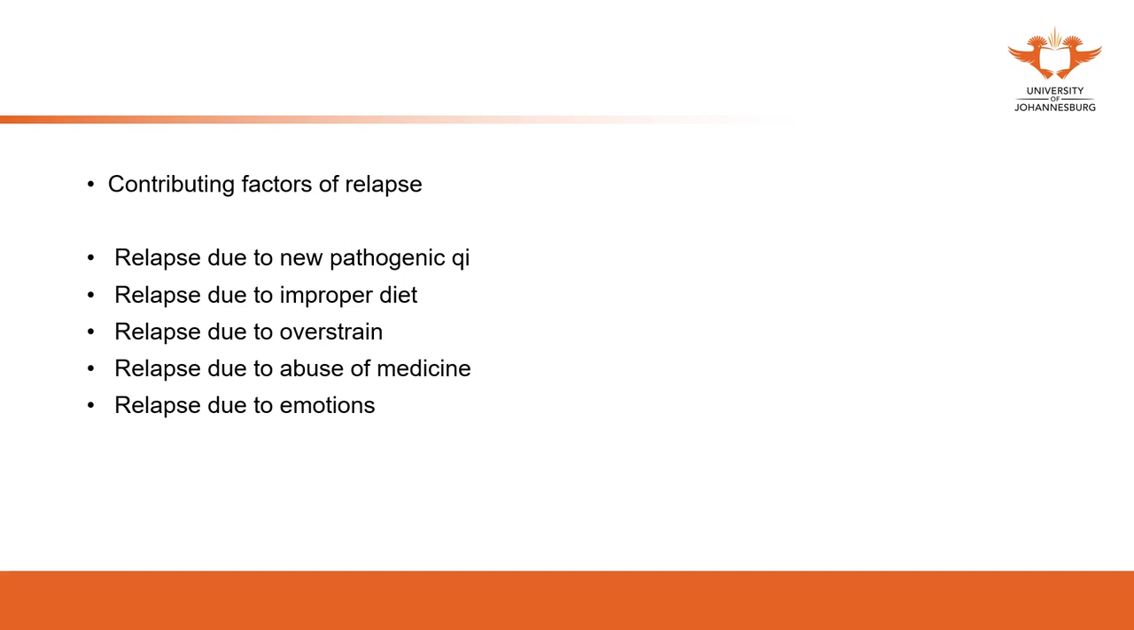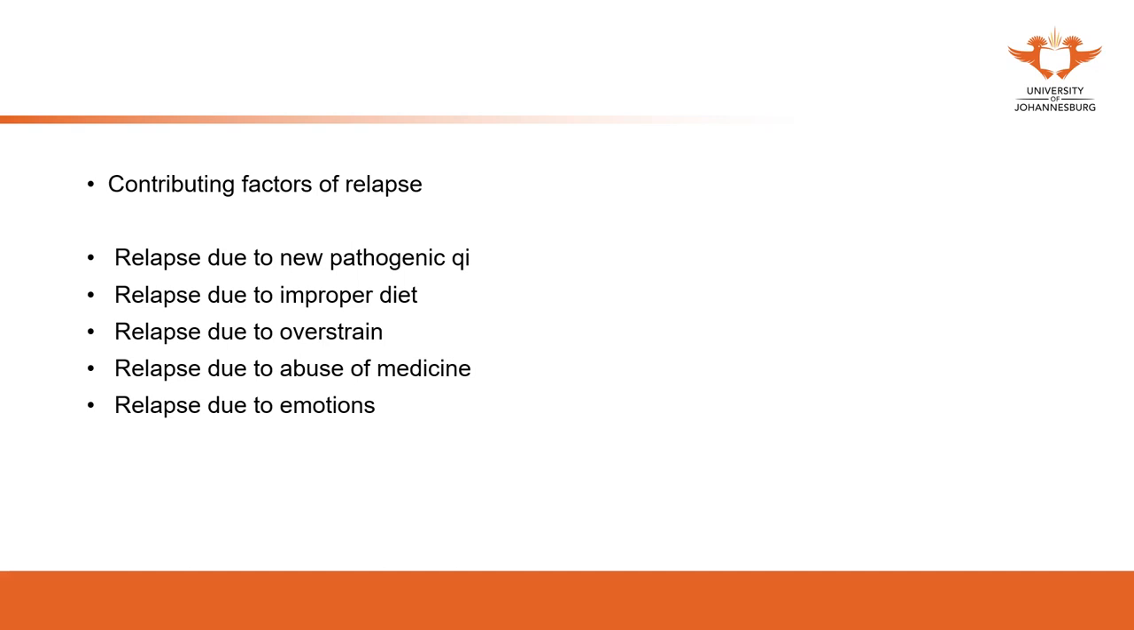Relapse due to overstrain. The overstrain can be mental, and also can be sexual activities. Overstrain, such as for some ladies, the dislocation of the uterus after the delivery of quite a few kids, and she did not rest enough, and she conceives again. The dislocation of the uterus will be worse. That's also relapse. That's one of the examples. This also can be other examples, such as a heart attack can also happen in this situation.